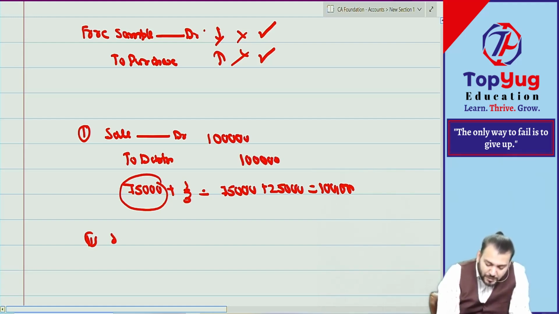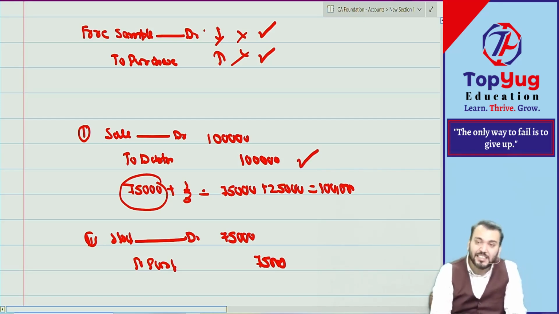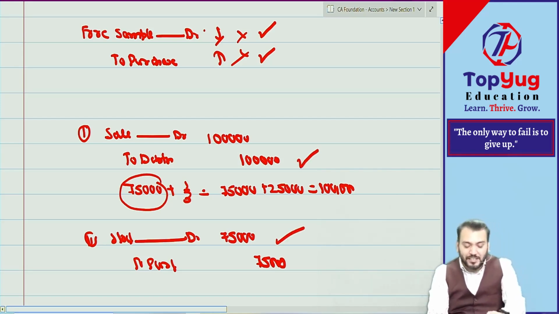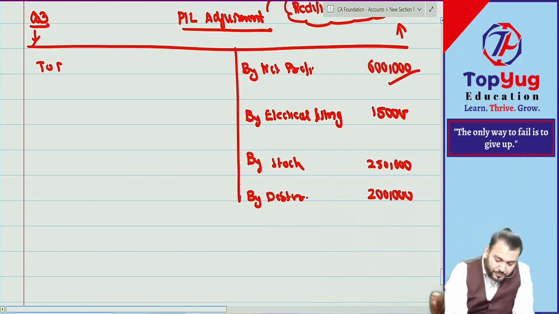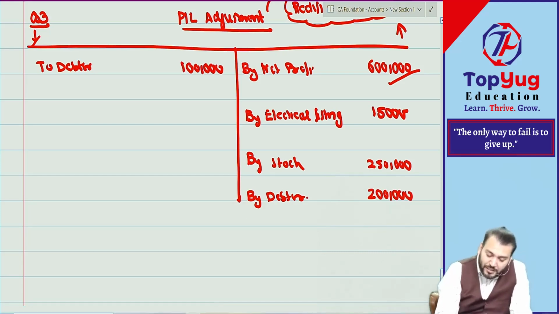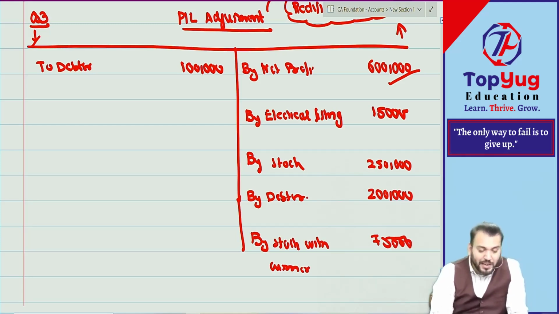Stock account debit to purchase or trading account. How much? 75,000. Stock will increase by 75,000, at cost price. So tell me, here debtor decreases and stock increases. So debtor decreases. What journal entry in this rectification? P&L adjustment account debit to debtor. So we'll do P&L adjustment to debtor. Understood this point? To debtor how much? 1 lakh. And stock increases. What journal entry? By stock with customer. How much? 75,000. Can I say all rectification is done?